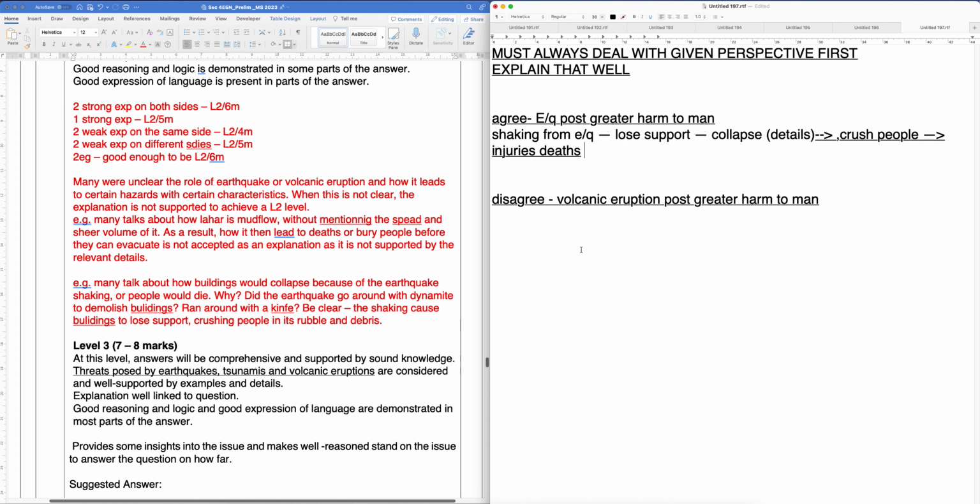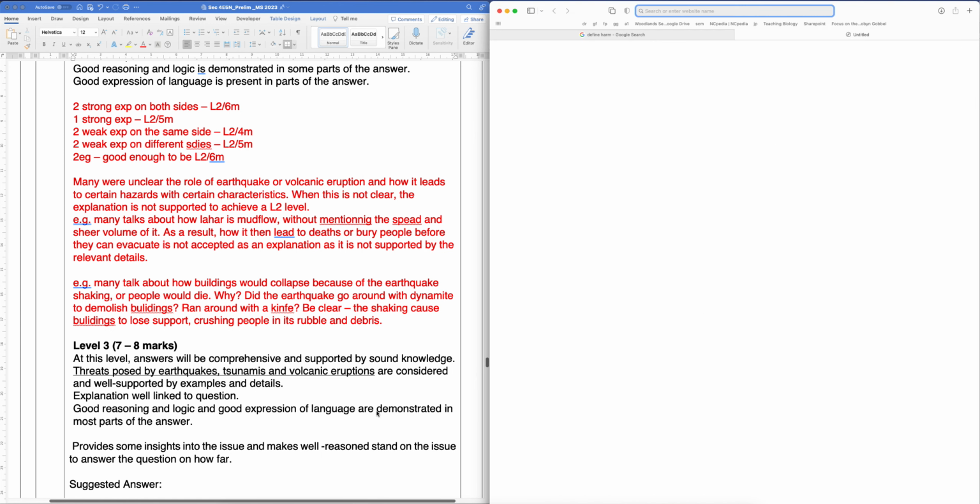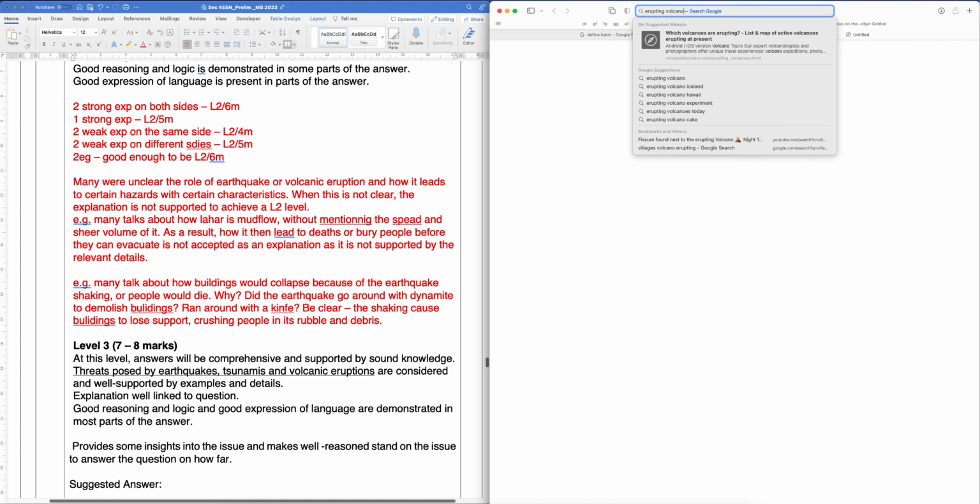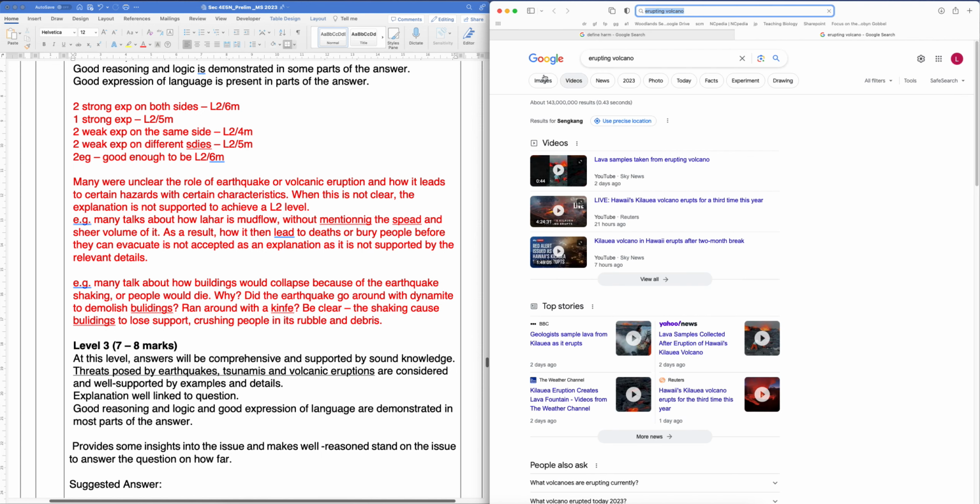Now the volcanic eruption part is not very well done because there's a lot of misconception. A lot of you write it without being clear why it is hazardous. First let me deal with the volcanic eruption. What are the different things in an erupting volcano?